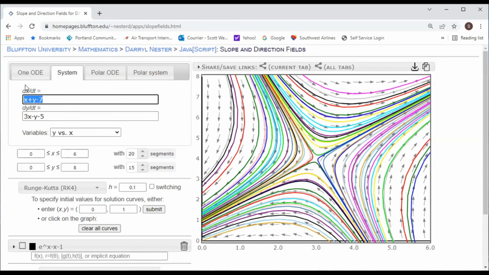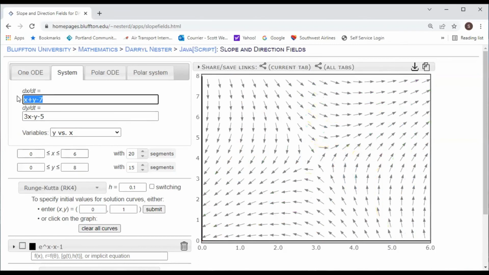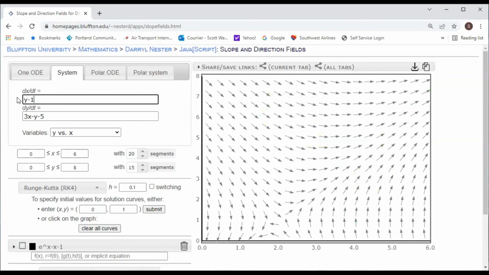All right, now example C. Here what we had was, clear these curves, we had y minus 1 for the x prime. We had x squared minus 1 for the y prime.